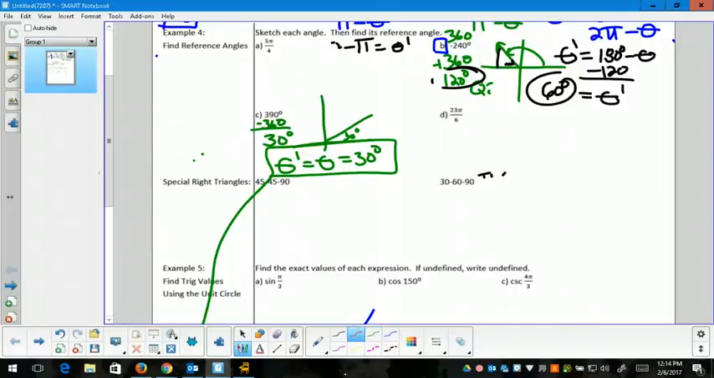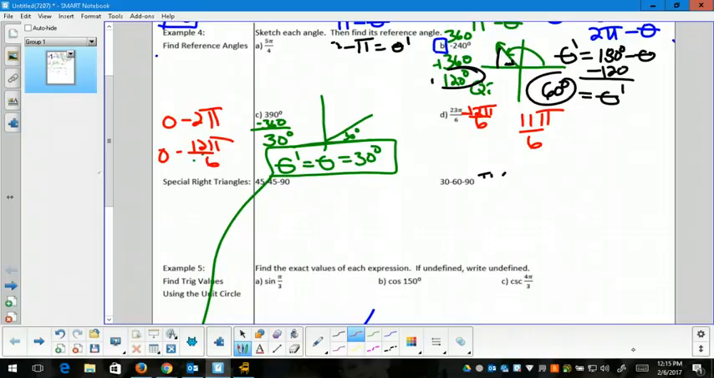Lastly, for letter D, 23 pi over 6. All right, well, I need something that's less than 2 pi. And in terms of 6, that's 12 pi. So I need to subtract 12 pi over 6. I'm subtracting 2 pi to get it, again, between 0 and 2 pi radians, which in terms of 6 is 12 pi over 6 radians. So when I subtract that, I get 11 pi over 6.